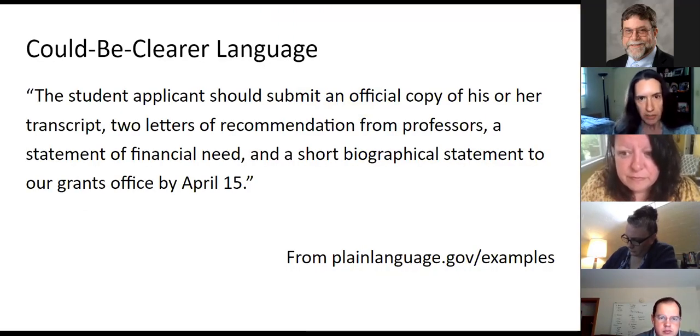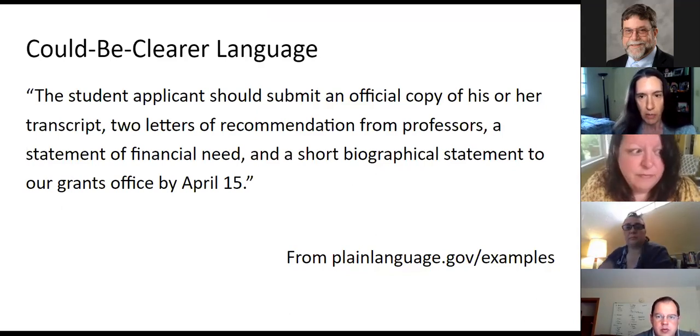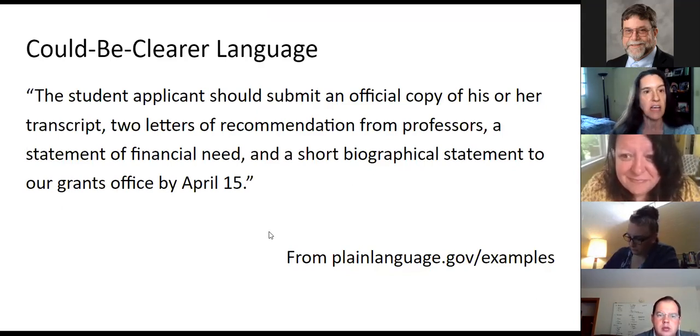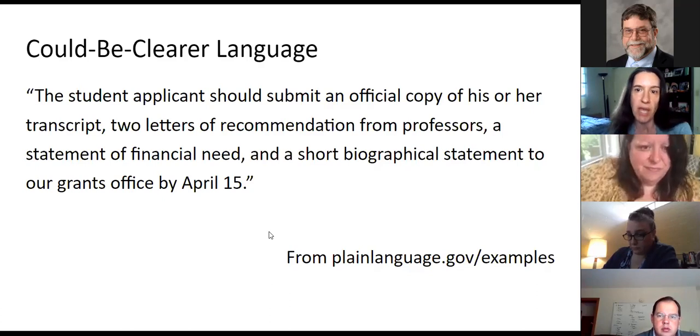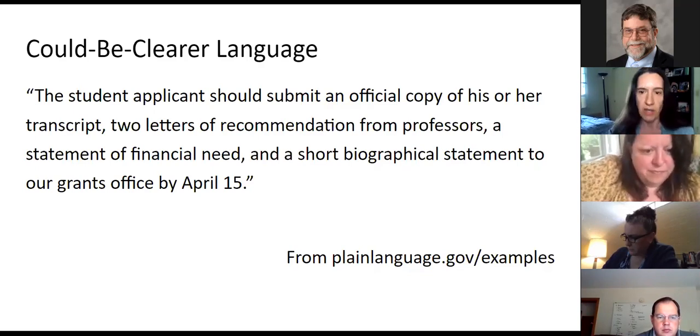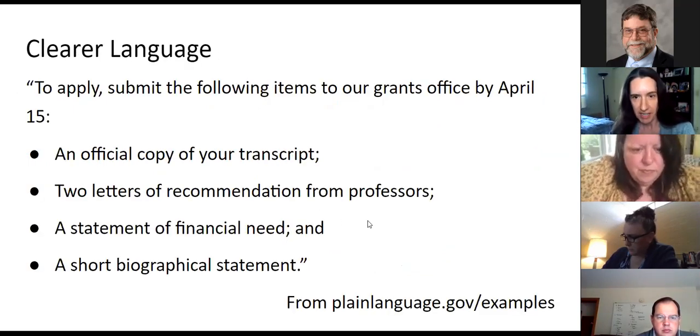So I'll have just a quick example. This comes from the website plainlanguage.gov/examples, which is a fantastic little website. It's a lot of fun if you have a few minutes to go check it out. The passage on this slide says the student applicant should submit an official copy of his or her transcript, 2 letters of recommendation from professors, a statement of financial need, and a short biographical statement to our grants office by April 15th. So you want to know what I retained from that?